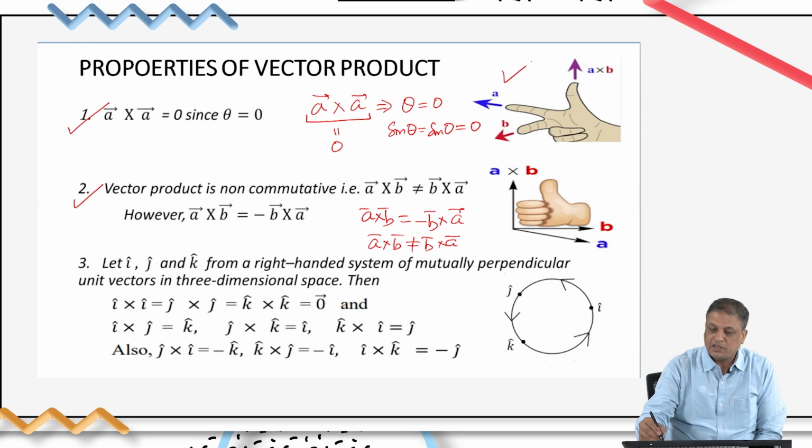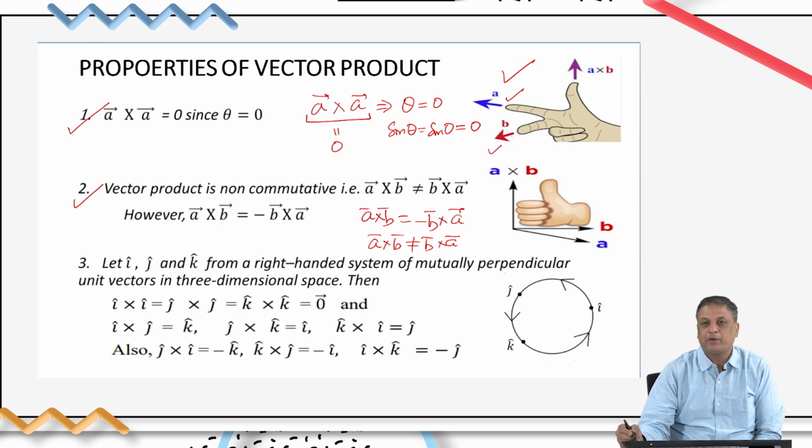As already discussed, in this figure it is shown that if A is representing the index finger and vector B is representing the middle finger, then A cross B is represented by the thumb, which is pointing upwards. And if I reverse the direction of B to minus B, then the direction of A cross B turns down. That means the direction of A cross B turns to minus of A cross B. That means A cross B is equal to minus of B cross A, and A cross B is not equal to B cross A.